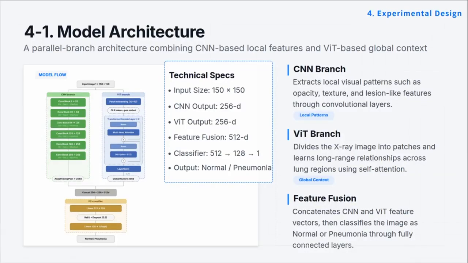Next is the model architecture. Our model uses a parallel branch hybrid structure with CNN and ViT branches. The CNN branch uses 6 convolution layers to extract local features such as opacity and texture patterns. The ViT branch divides the image into 16 by 16, 225 patches and learns global relationships using self-attention. The extracted features are fused and passed through fully connected layers for final classification.